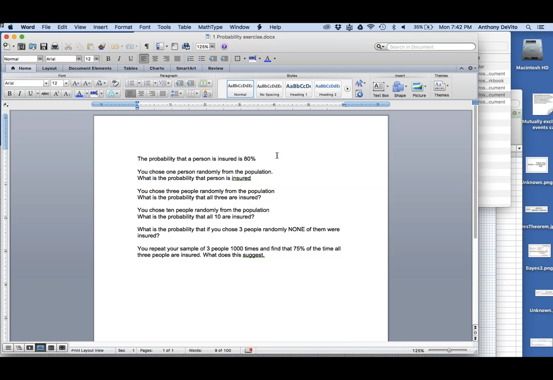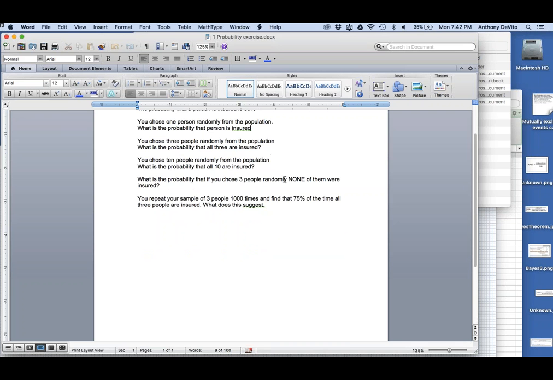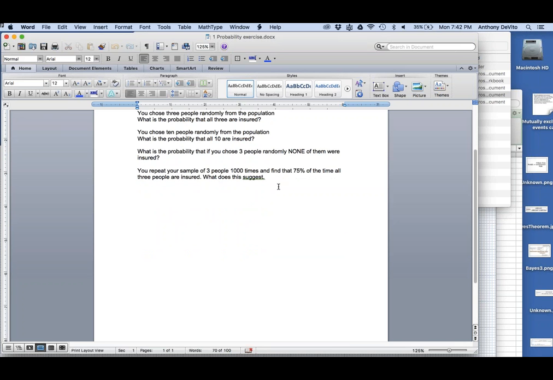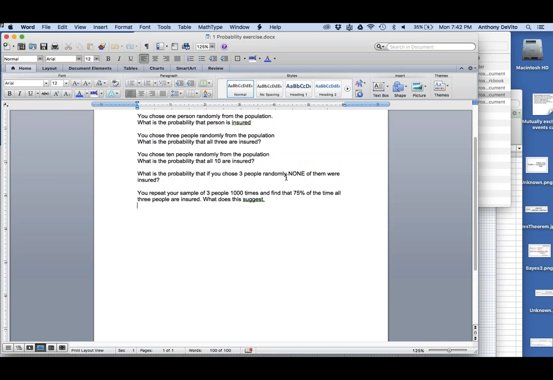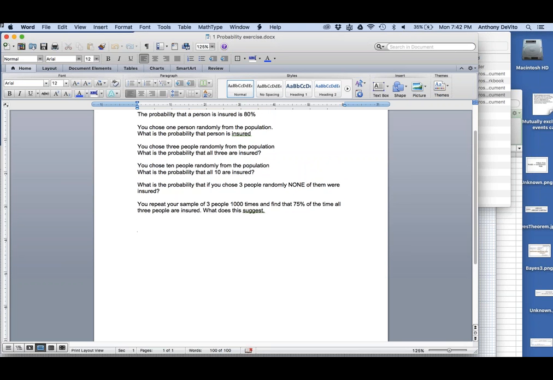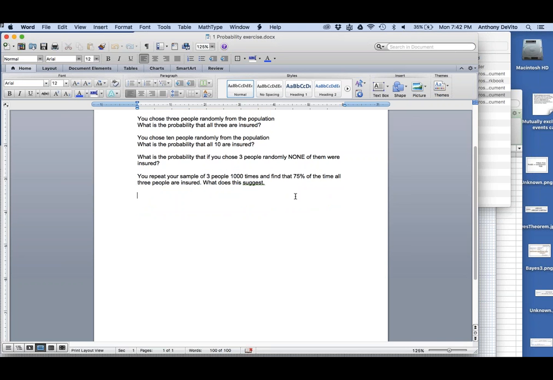Okay, so now let's take a look at an example of where that might be occurring. I'm going to say 80% of the population is insured. So the probability I would pick 3 people and all 3 of them would be insured is going to be 0.8 times 0.8 times 0.8. Somebody do that quickly for me on a calculator. It's 0.64 times 0.8. What's that? 0.512.